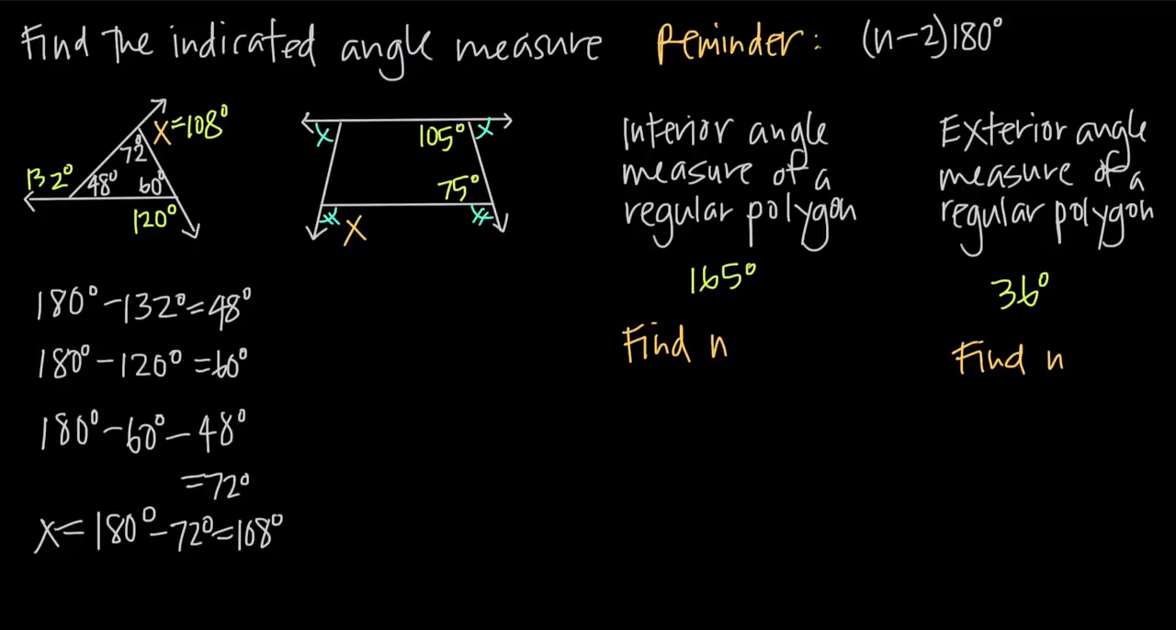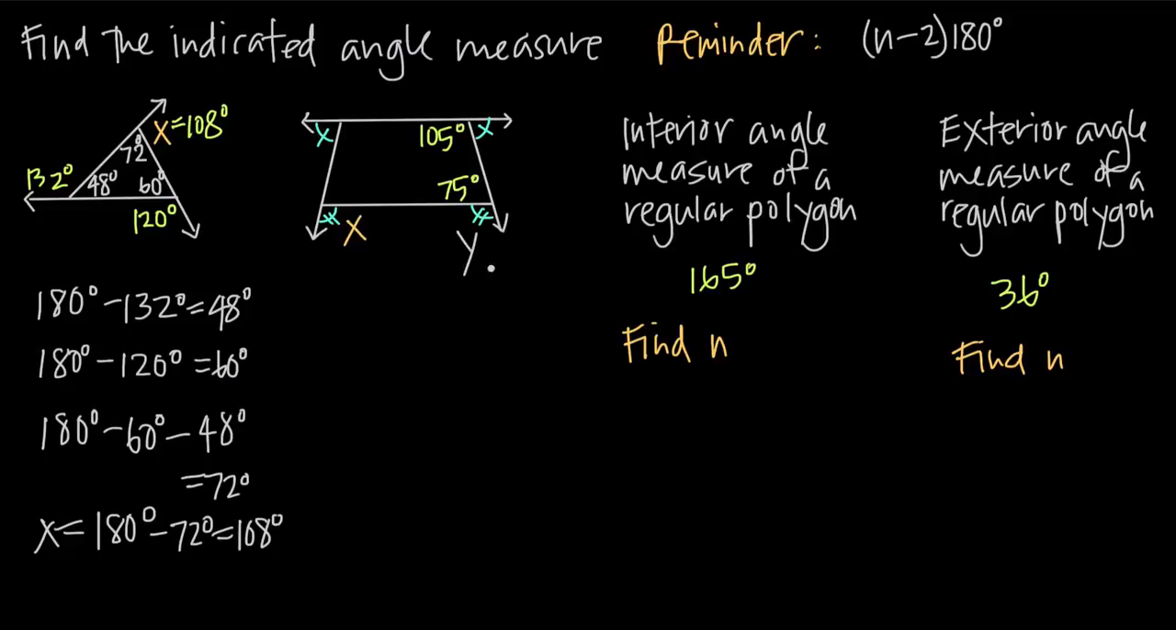Now we can do the same thing with a quadrilateral. Here in the second example, we have a quadrilateral. It's a four-sided polygon, and we've been given two interior angle measures, and we've been asked to find this exterior angle measure over here. Well, again, we'll look at supplementary angles, and we realize that this 75 degree angle here and this angle are supplementary, so they have to sum to 180 degrees.